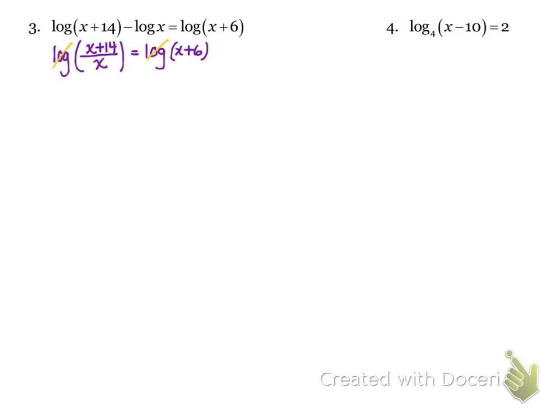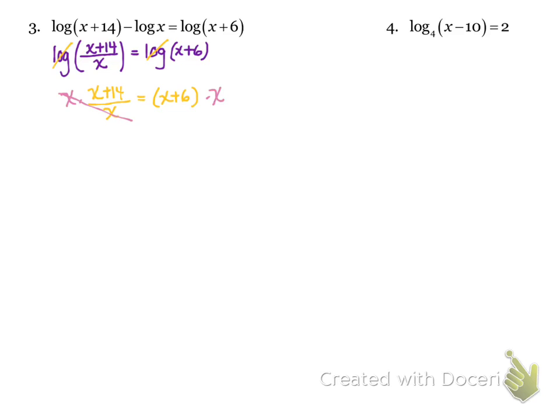So we have x plus 14 over x equal to x plus 6. Now, to get x out of the denominator, I'm going to multiply it by x on both sides.